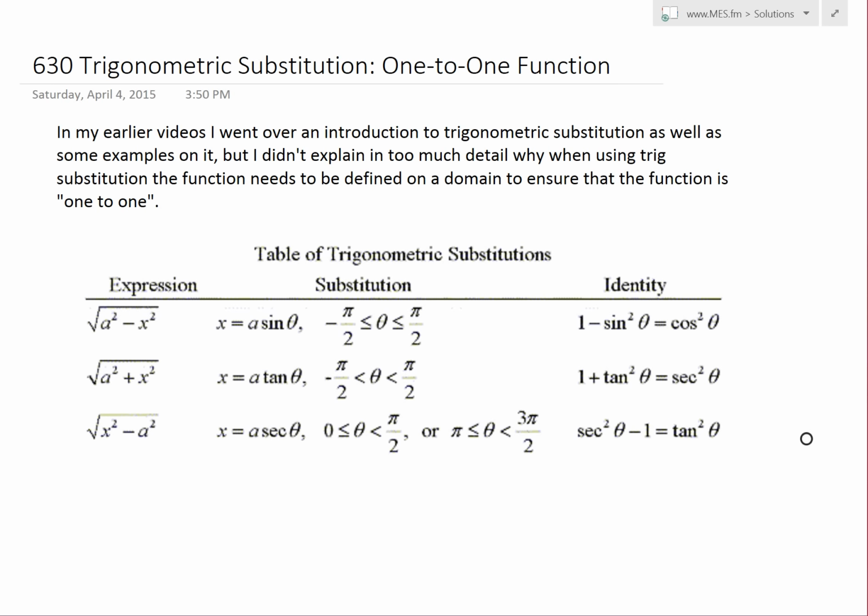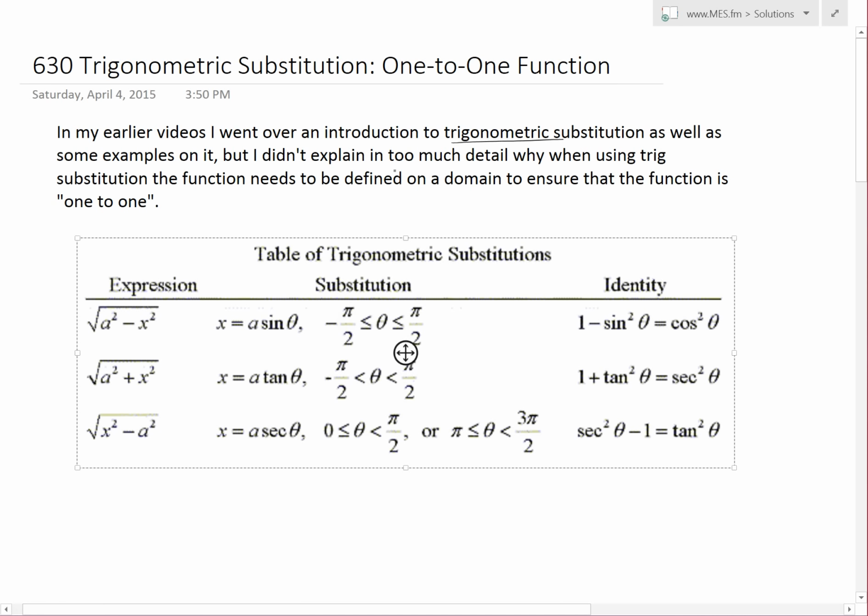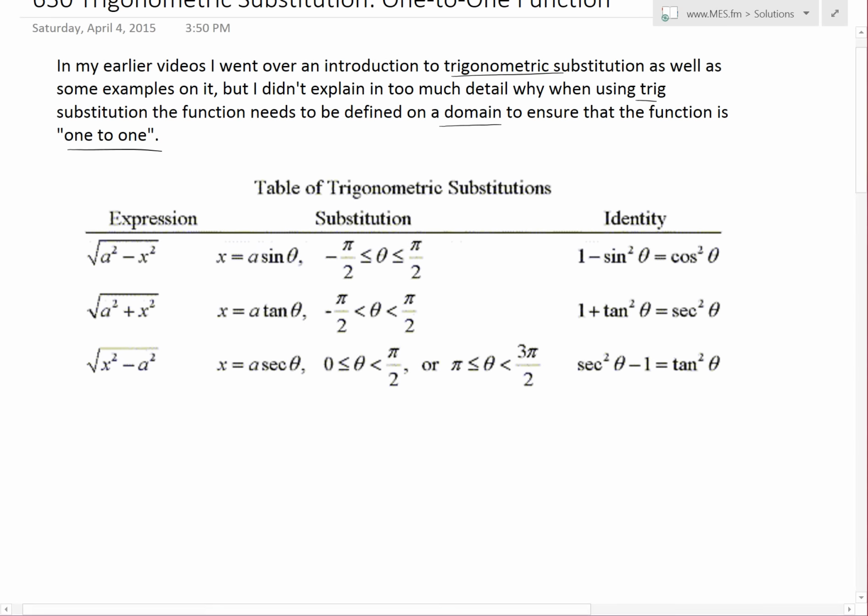Today we're going to discuss further into trigonometric substitution, but now take a step back and explain further what I mean by one-to-one functions when using trig substitutions. Basically, in my earlier videos, I went over an introduction to trig substitution as well as some examples, but I didn't explain in too much detail why, when using trig substitution, the function needs to be defined on a domain to ensure that the function is one-to-one. I'll get to this further.